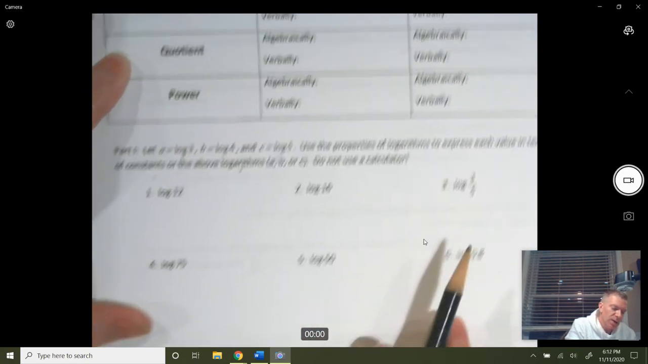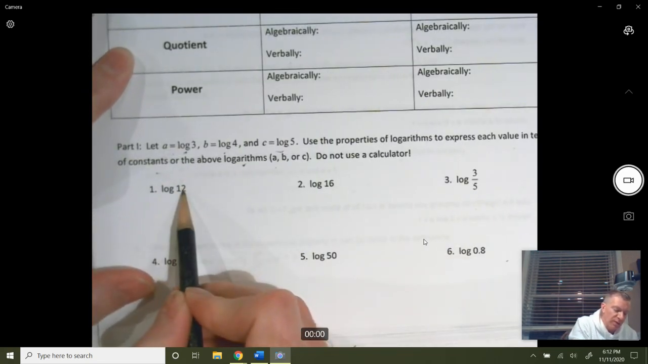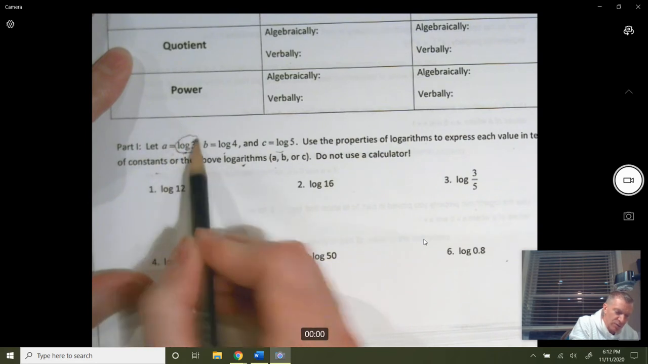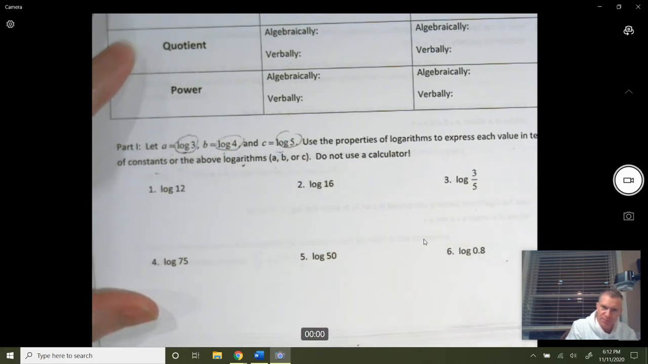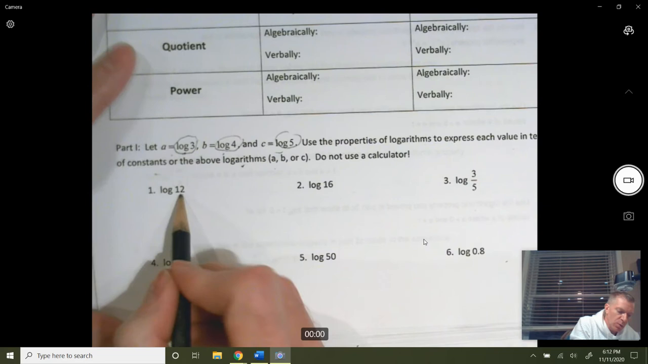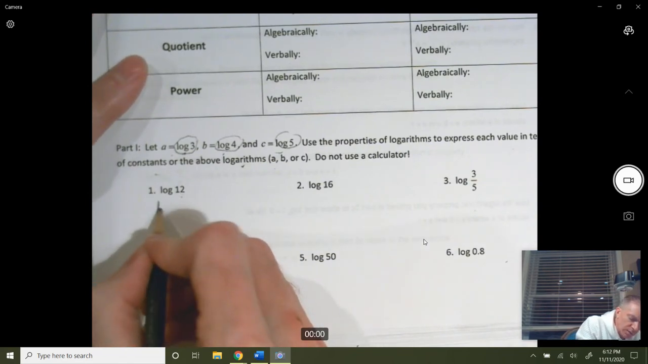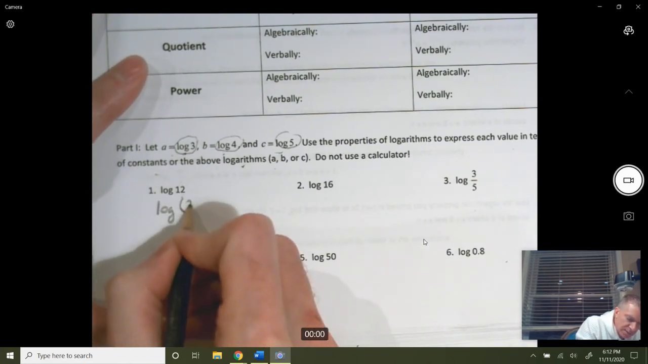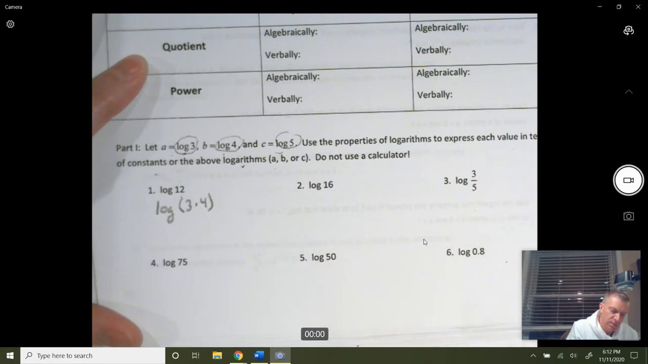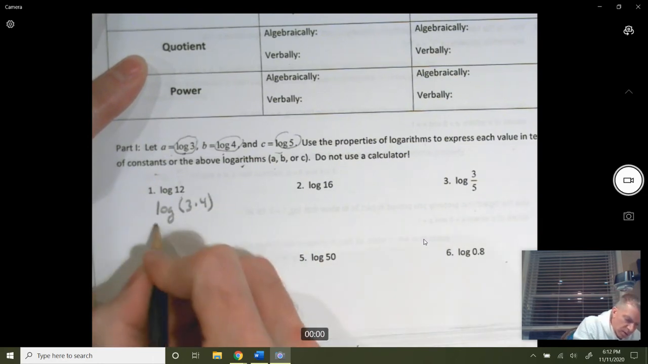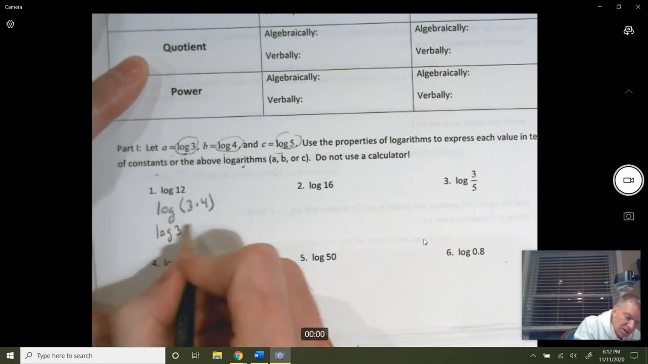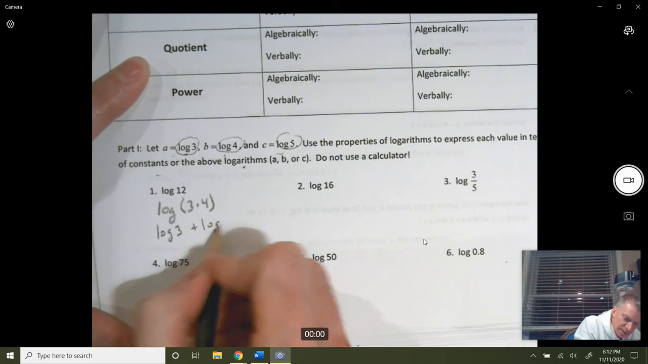Okay, so we want to break down log of 12 into things that look like log of 3, log of 4, or log of 5. Okay, well, 12, we can break down 12 into log of 3 times 4. Okay, so that would be log of 3 plus log of 4 if I were to condense.